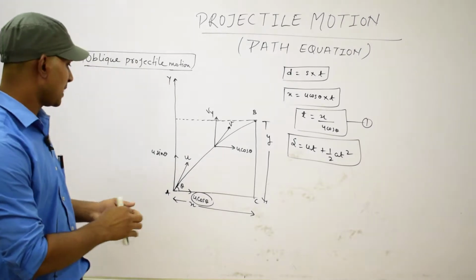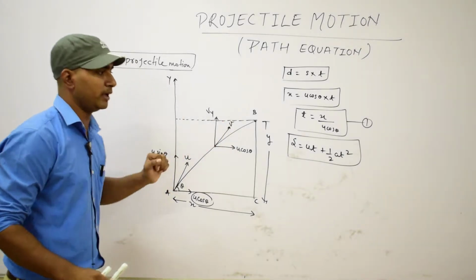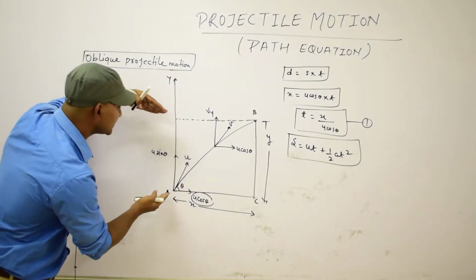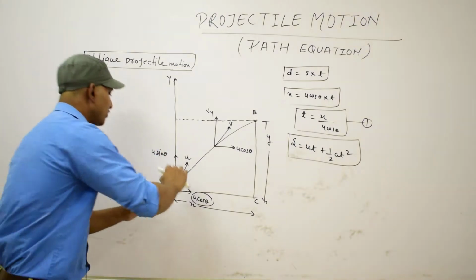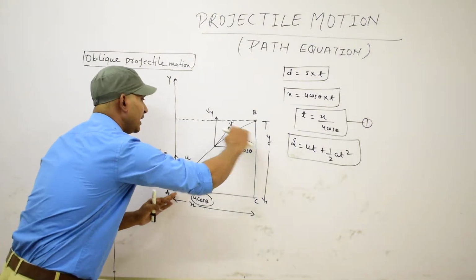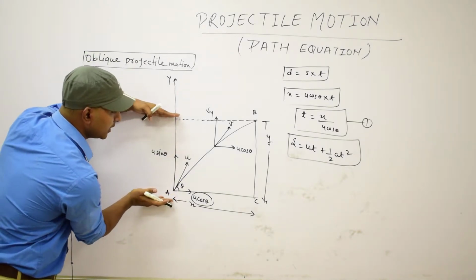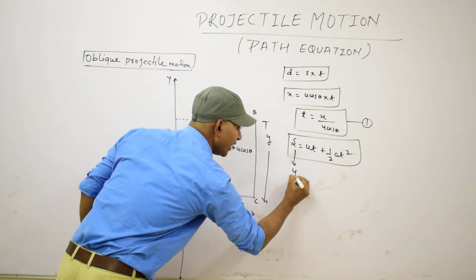Now if I am considering the motion between A to B, what is the vertical displacement? If I am considering a vertical motion, then I have to take the vertical displacement. So from this particular point A to B, what is the vertical displacement? This one, and this is equals to what? Y. Means in place of s I have to put y.